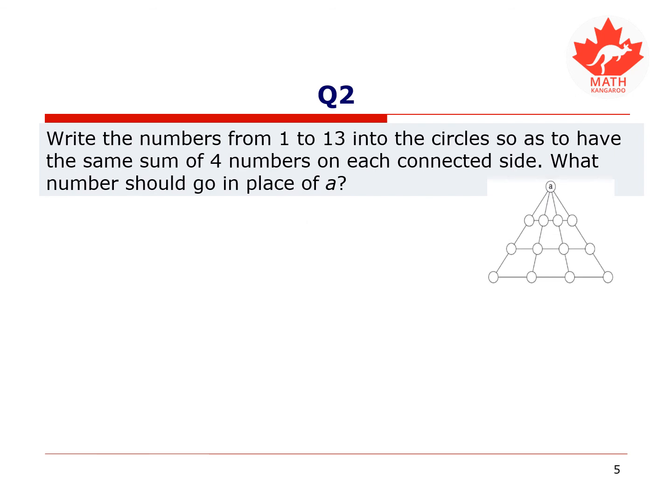Let's consider writing the numbers from 1 to 13 into the circles of this figure so that we have the same sum for the 4 numbers on each connected side. So there is going to be the same sum along any of the slanted lines, the same sum along any of the horizontal lines. What number should go in the place of A, right at the top of the figure?